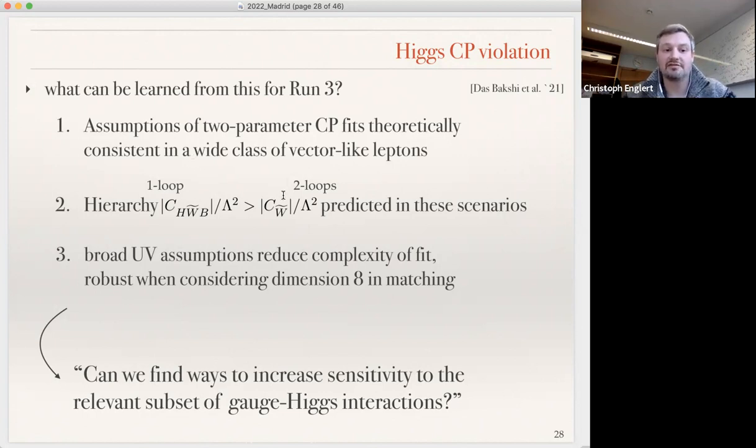And actually, you also have a power counting in these theories where, at 1 loop matching, you would only introduce this operator in Z plus 2 jet production, and this would actually be 2 loop suppressed. So you have something like an STU argument, but not really from the dimensionality type of counting, but really more from a loop counting approach. So these broad UV assumptions then reduce the complexity of the fit quite dramatically, thus enhancing the sensitivity again. And this is also robust to considering dimension 8 when you include that in the matching.